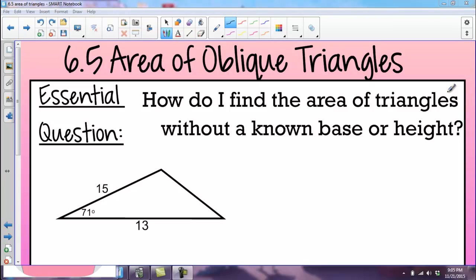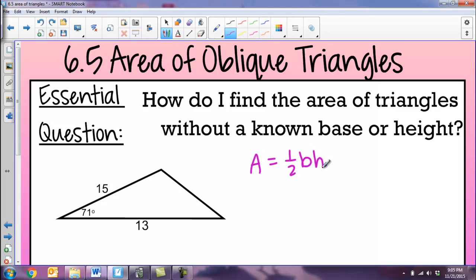Hey guys, today we are continuing on with our oblique triangles and we're talking about the area of these triangles. So today we're going to go back kind of into geometry and ask ourselves, how are we going to find the area of triangles without a known base or height? So before, back when you were in geometry, you knew the formula for area of a triangle looked like this. Area equals 1/2 base times height, or base times height divided by 2.